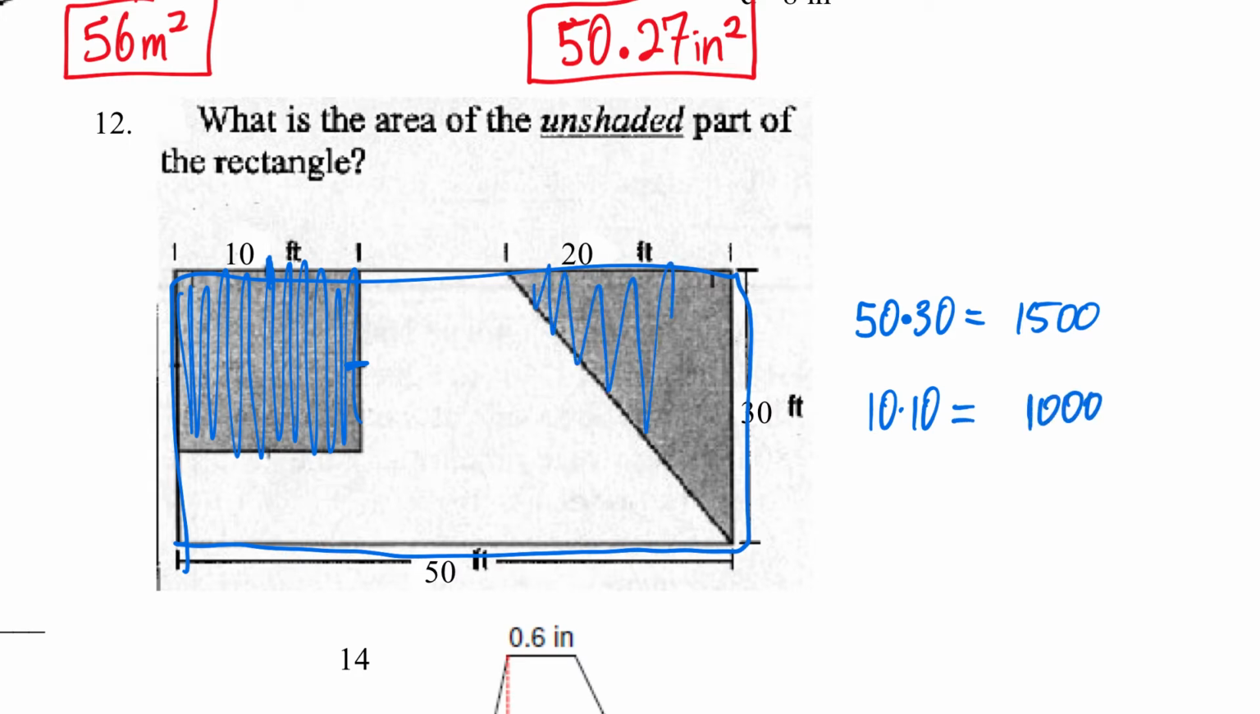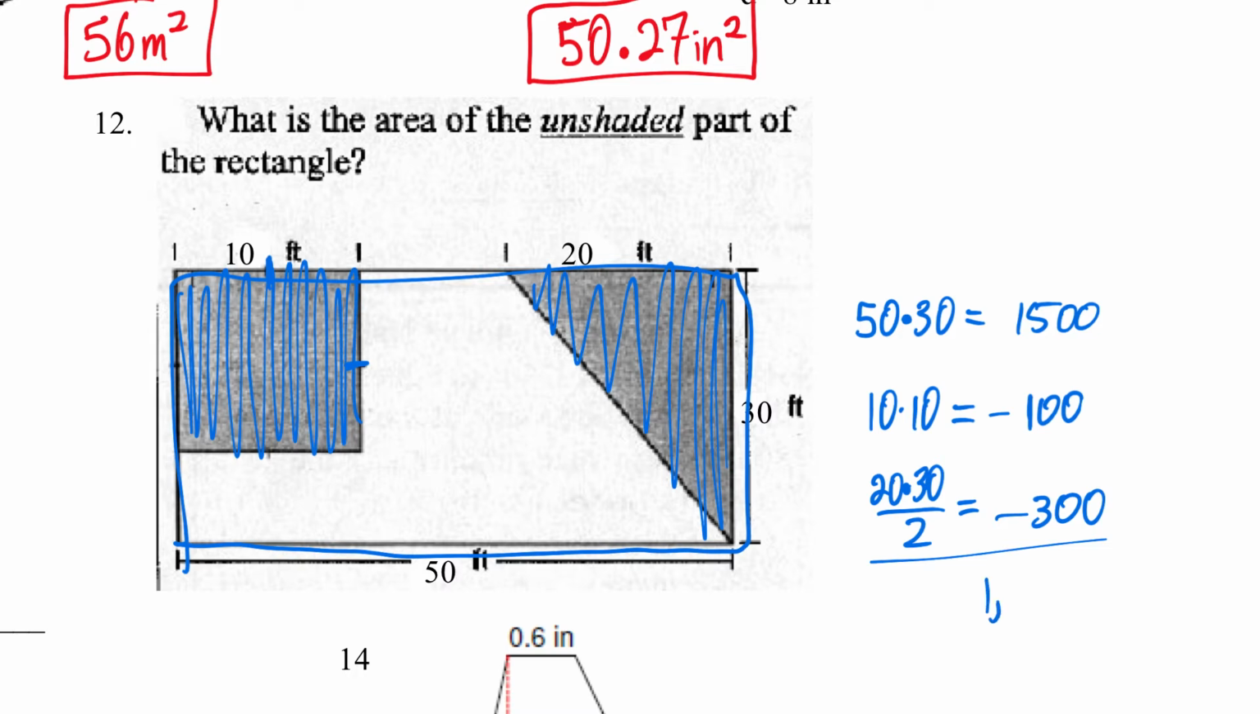How are we going to find the area of this? Okay, it's a good triangle, so base times height divided by 2, 20 times 30 divided by 2 is 300. So this is the area of the whole thing. This is the area of the 2 shaded pieces. What am I going to do here? Just subtract them off, and what does that leave? 1,100 square feet.